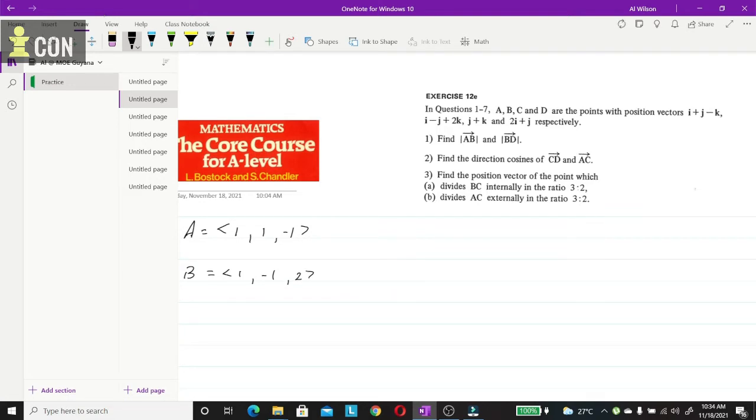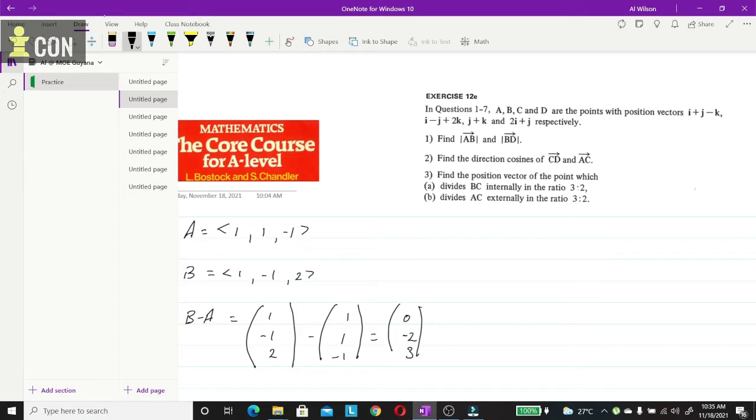Now, moving forward, we're going to look at the linear components, so this is b minus a, and what this is going to be is 1 minus 1, minus 1 minus 1, and 2 minus 1. So with this being done, we have 1 take 1, which is 0, minus 1 minus 1, which is going to be minus 2, and 2 minus a minus 1, which is going to give me 3.